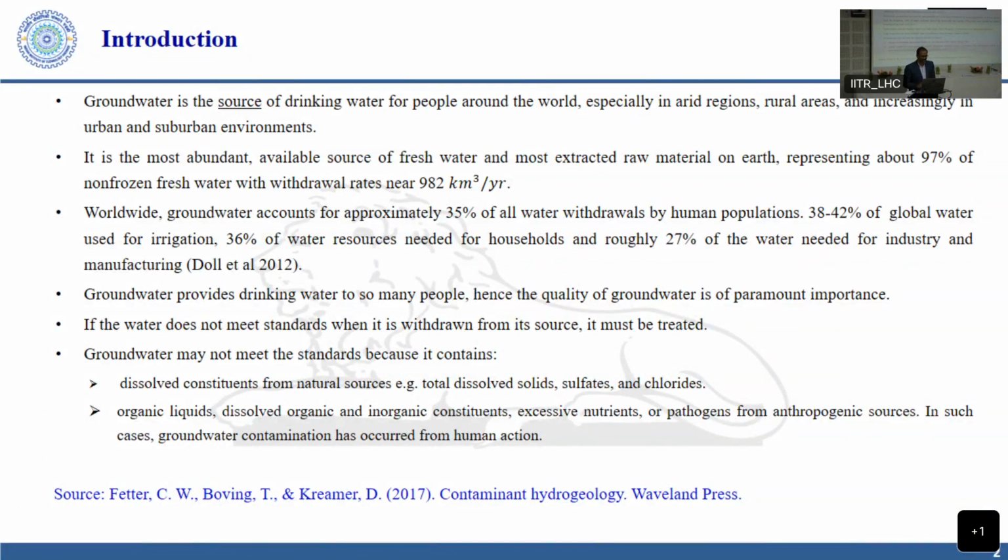It is mostly used for drinking purposes worldwide, especially in arid regions, rural areas, and increasingly in urban and suburban environments. Arid regions mean where the rainfall is very low. Rural area means village area where people are staying. Urban means people staying in the city. Suburban includes the area surrounding the urban area or city, where people also stay in small populations.